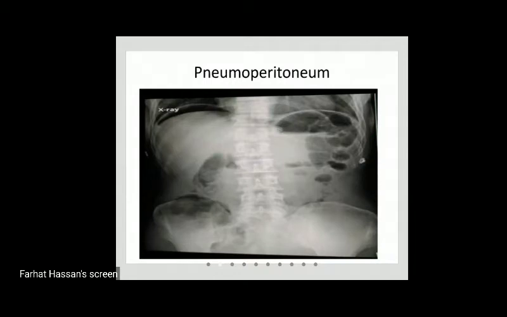So, what are the X-ray findings? Anyone can interpret this X-ray? What is shown on the X-ray? Anyone? What is the X-ray and what is the radiological diagnosis? What is the abnormality in the X-ray?